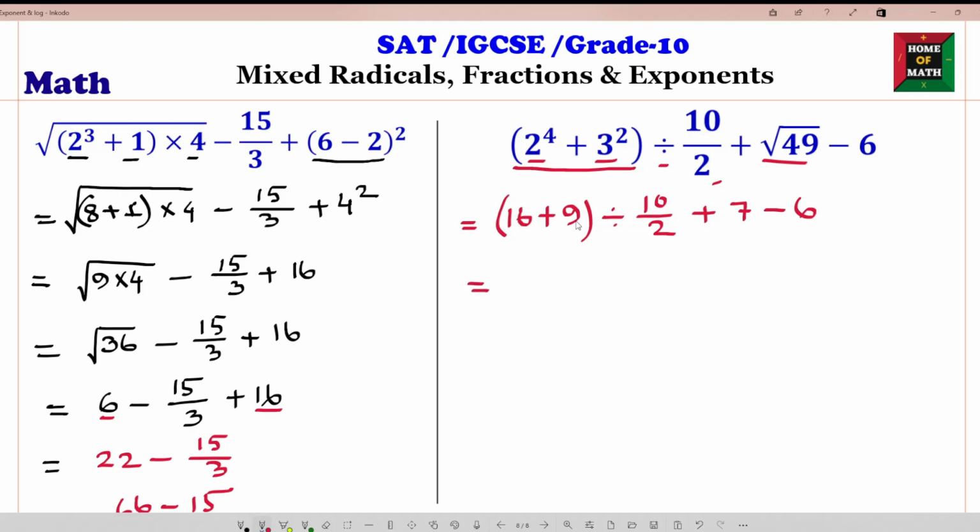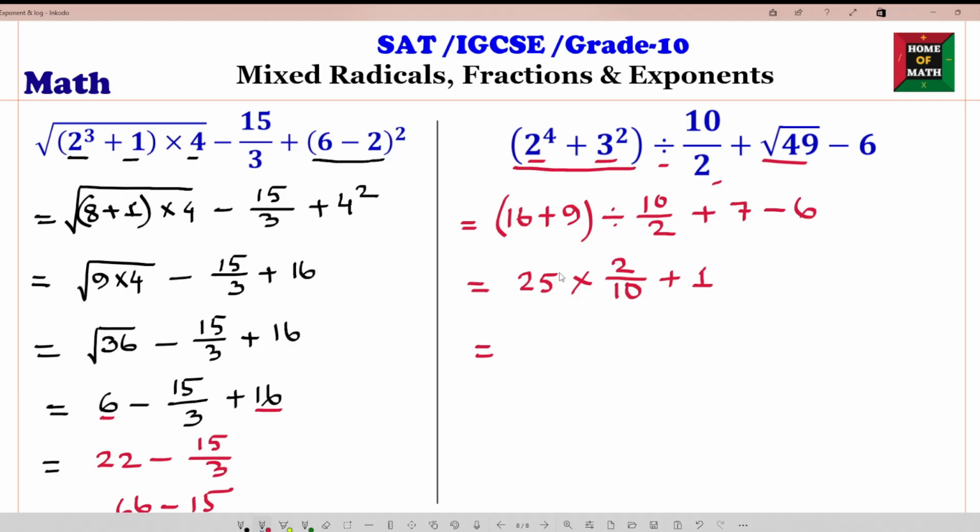So 16 plus 9, it will be 25. This division we can make multiplication sign and the fraction will be flipped. It means 2 by 10 plus 7 minus 6, it will be 1.